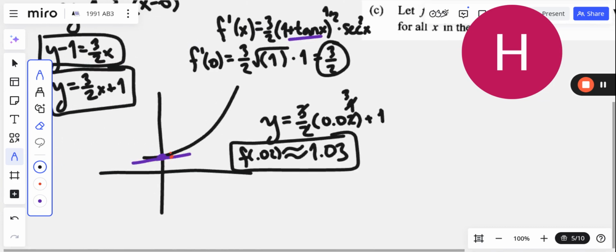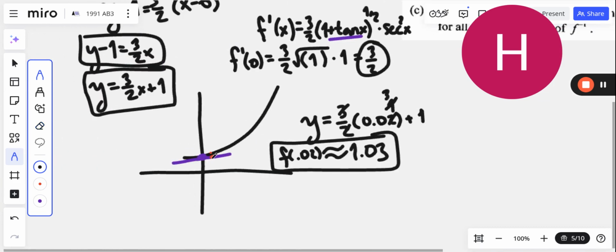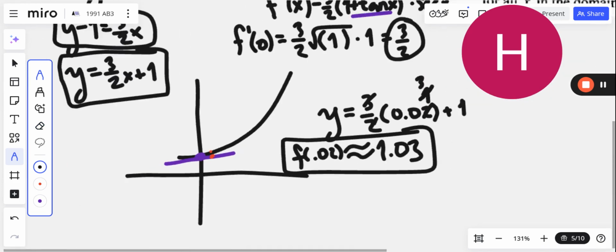Now that's probably not the actual value, because the tangent line isn't perfect to fit the whole curve, but it's perfect at the exact spot of tangency, and we're not deviating that far. We're just going forward by 0.02.